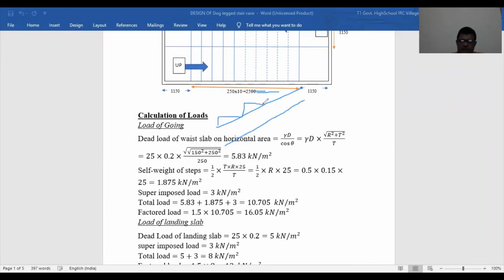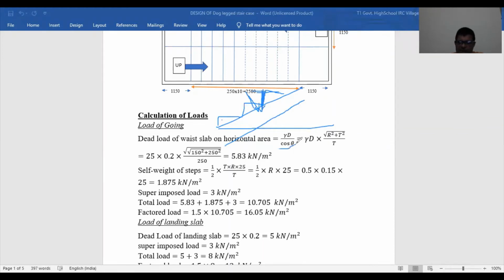If it is your slab, then there are your steps. On the steps you are moving. So one is the load of the step, and then the dead load of this inclined slab will come. But the load in the inclined slab will act perpendicular to this slab, while the span is taken like this. So you have to find the component of this along this direction, the component along the vertical direction.